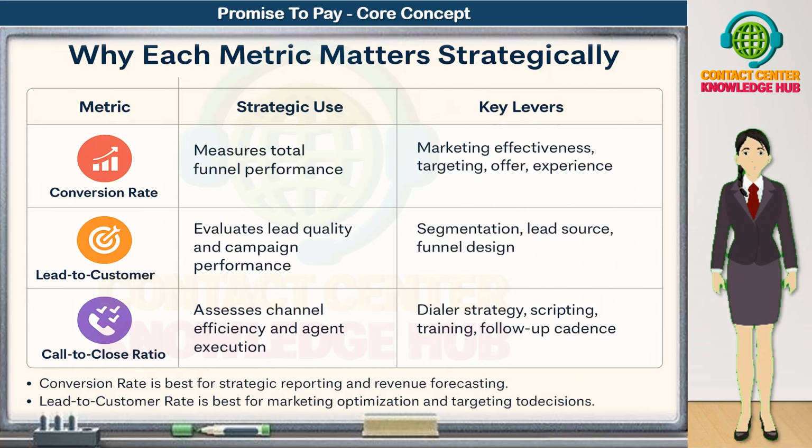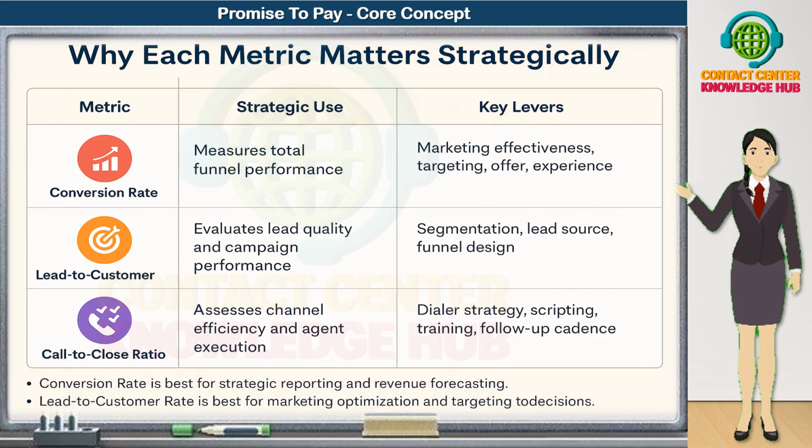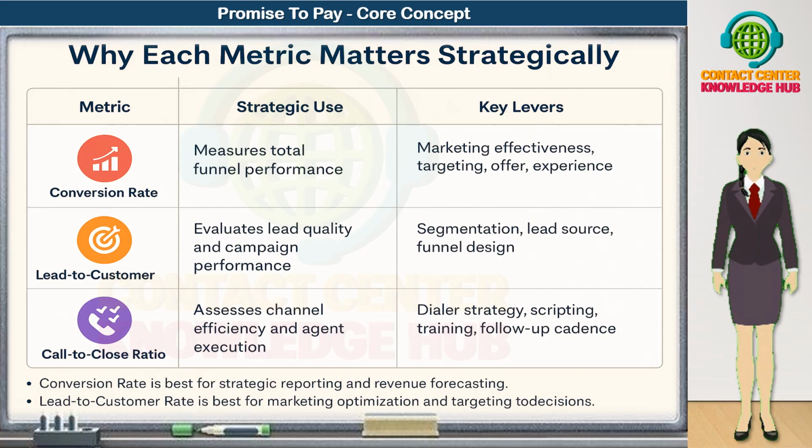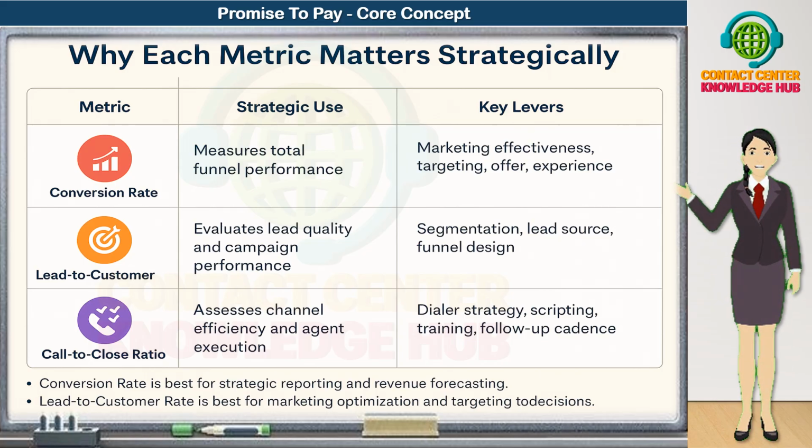Together, these three metrics give leaders a multidimensional performance view. Conversion rate for overall business impact. Lead to customer rate for marketing and lead quality. And call-to-close ratio for operational and execution strength. This layered insight allows you to make smarter, faster, and more targeted decisions across marketing, operations, and sales execution.